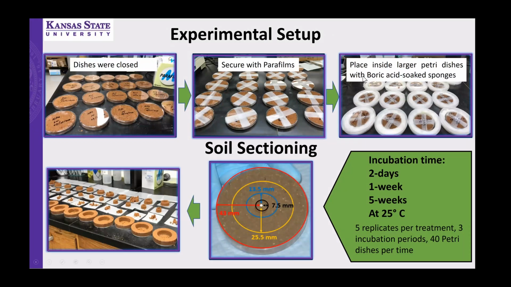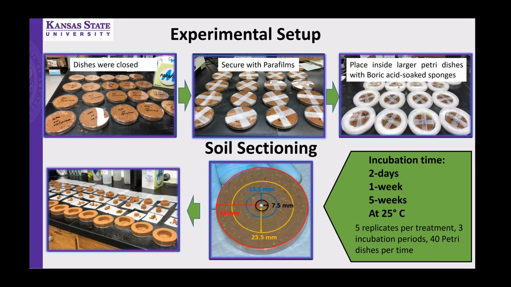So once you have packed the petri dishes with soil, applied the formulation, you seal the petri dishes, secure with paraffin, and then you place those petri dishes in a larger beaker or in a larger dish, which has been coated or equipped with a boric acid soaked sponge. So the boric acid is essentially going to absorb any ammonia that is given off. And after that, they wanted to examine whereabouts within this petri dish that the nitrogen is going to move to.